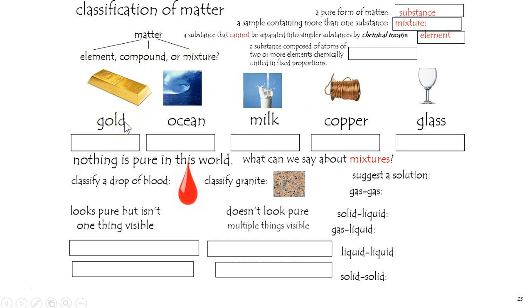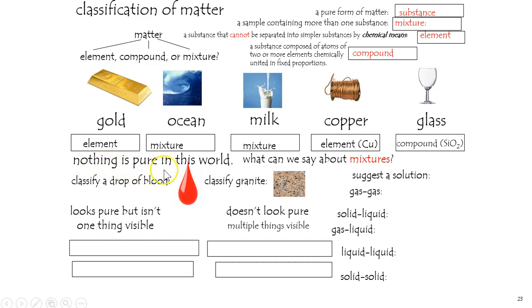Gold. That is the element Au. The ocean. Salt, water, other things. It is a mixture. Milk. Well, it looks like one white thing, but there's water, there's fatty acids in there, there's lots of stuff. It's a mixture. Copper, not copper oxide, but just pure copper, is the element Cu. Glass is an example of a molecule where the two elements present are silicon and oxygen, so it's silicon dioxide.